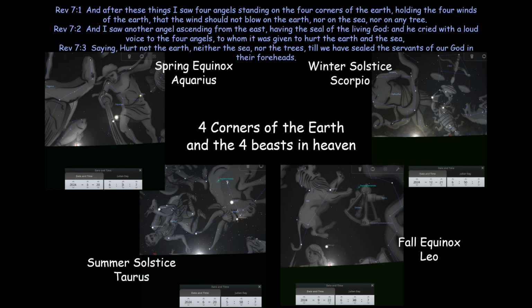I'll just read what he says. And after these things I saw 4 angels standing on the 4 corners of the earth, holding the 4 winds of the earth, that the wind should not blow on the earth, nor on the sea, nor on any tree. And I saw another angel ascending from the east, having the seal of the living God.